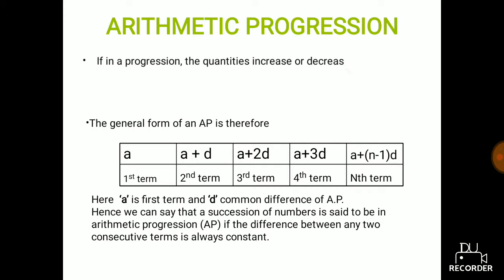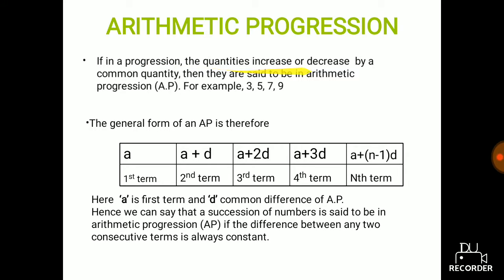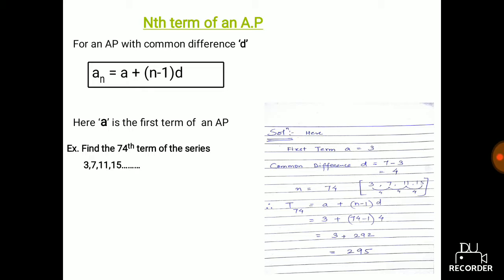Now, arithmetic progression. If in a progression the quantities increase or decrease by a common quantity, then they are said to be in arithmetic progression. Let's clear it by an example. 3, 5, 7, 9. If we find the difference between the second term and the first term, that is 5 and 3, the difference is 2. The difference between 7 and 5 is 2. The difference between 9 and 7 is again 2.